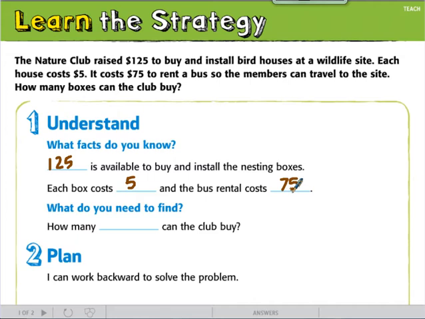Now, what are we going to try to find here? Gibbard? How many boxes the club can buy, right? Okay? Now we're going to plan out what we're going to do.